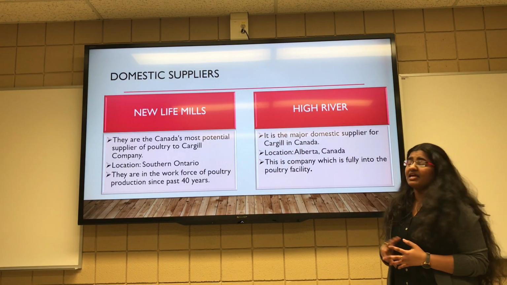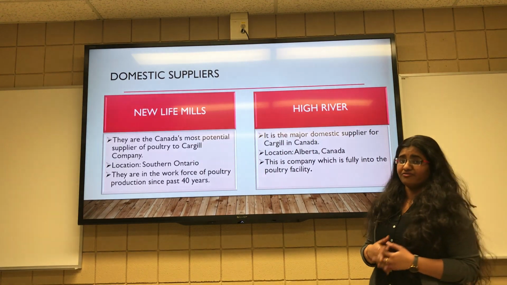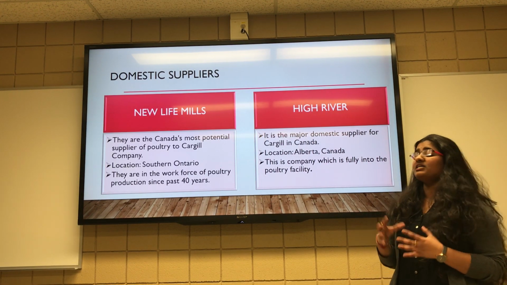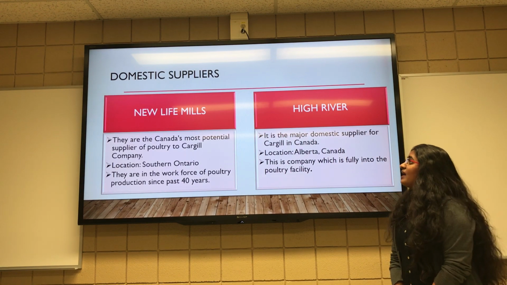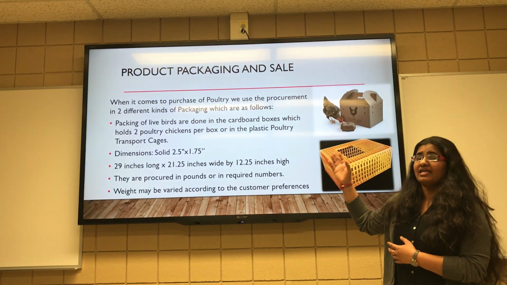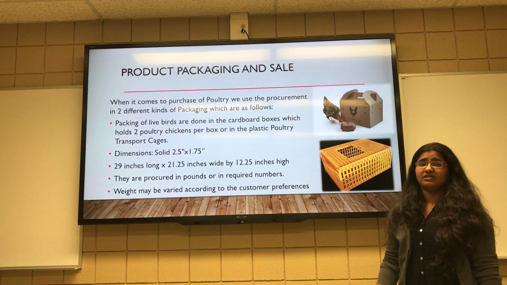Now High River is a major domestic supplier of Cargill. It is located in Alberta, Canada. They are fully integrated into poultry production. Now I want to describe the production and sale of the packaging of the poultry.